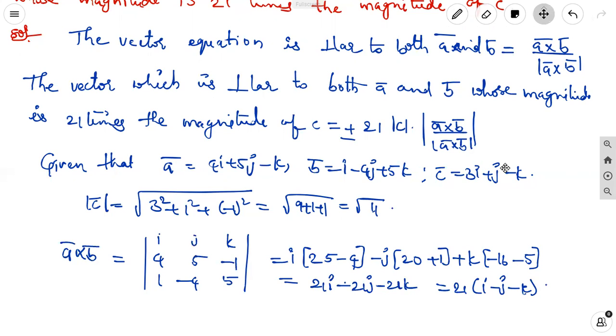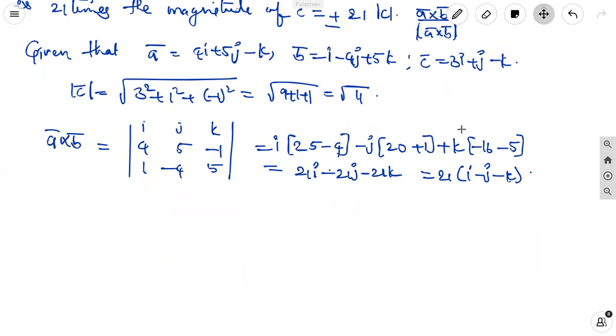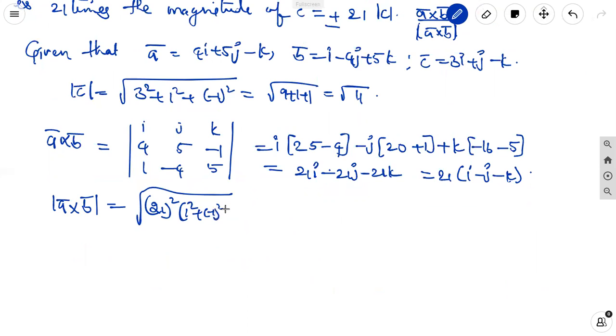What are they asking? They are asking the vector, so here no determinant. It's already in the denominator, magnitude is there. So here we can apply that modulus of A vector cross B vector is equal to 21 whole square into 1 square plus minus 1 whole square plus minus 1 whole square, which is equal to 21 root of 1 plus 1 plus 1. It is equal to 21 root 3.